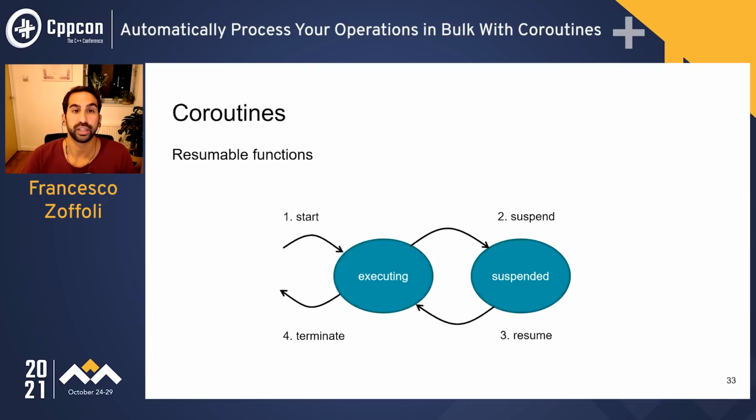So let's look at coroutines. What is a coroutine? A coroutine is a resumable function. It starts in an executing state, and then it can be suspended and resumed. This cycle can happen multiple times, and at the end, somehow, the function is going to terminate.